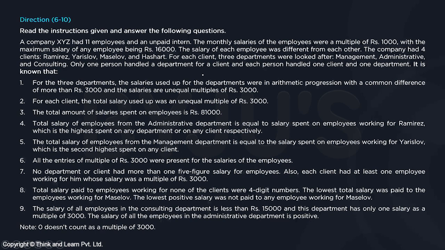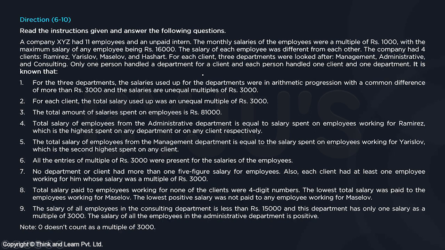Company XYZ had 11 employees and an unpaid intern, so a total of 12 employees as such. The monthly salaries of the employees were a multiple of rupees 1000, with the maximum salary of any employee being rupees 16,000. So 16,000 is one of the salaries. The salary of any employee was different from each other. So we're talking about 12 distinct salaries.